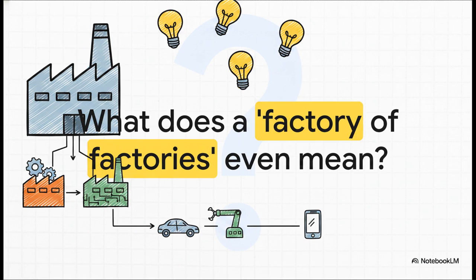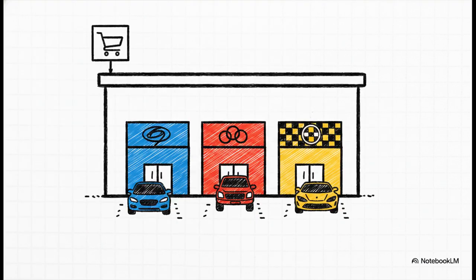A bit abstract. So let's bring this whole thing down to earth with a simple analogy that's going to make it all click. I want you to picture a giant auto mall. When you walk inside, you don't just see a random jumble of cars. No way. You see a Ford dealership over here, a Toyota dealership over there, and a BMW dealership in the back. Each one is its own little factory, and it only produces its own brand.